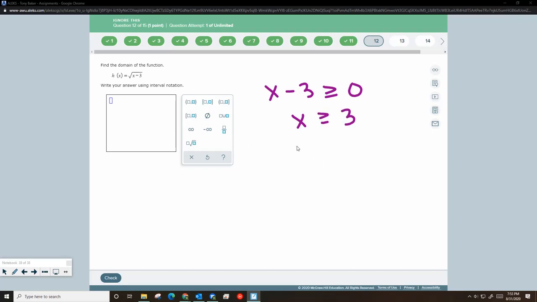So when I write this in interval notation, I'm going to have a bracket at 3, and it's going to go all the way to infinity with the parenthesis. So it's 3 to infinity.